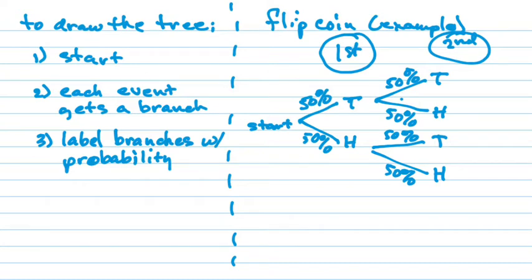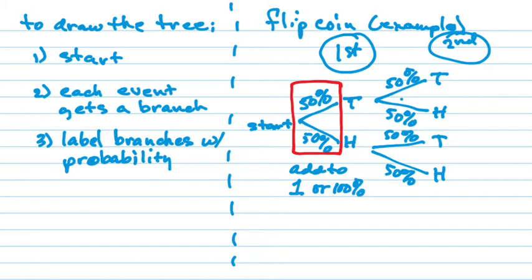Now, change colors a bit. This is a set of branches. They go together, don't they? Those two branches? Because that's what happens on that particular experiment. And they will always add to 1, or in percent terms, 100%. So if you have the branches and they're not adding to 1, or 100%, depending on what format you have it in, then your probabilities are not correct. Okay? So they should always be there.